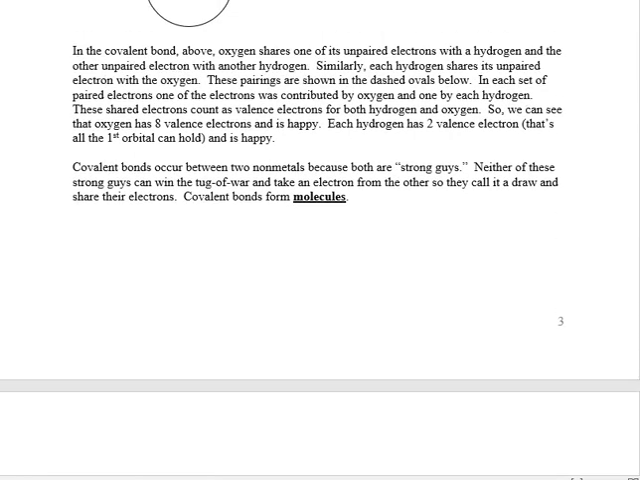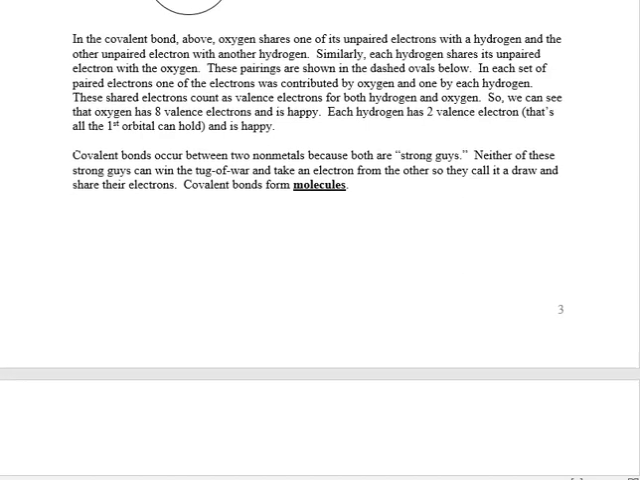In each set of paired electrons, one of the electrons was contributed by oxygen, one by hydrogen. These shared electrons count as valence electrons for both hydrogen and oxygen. So we can see that oxygen has 8 valence electrons and is happy. Each hydrogen has 2 valence electrons. That's all the first orbital can hold, and it's happy. Please don't use the word happy on the AP exam. Again, use a phrase like it's energetically more favorable for the atoms to join together in that way.